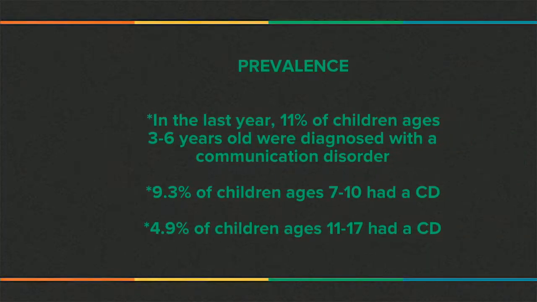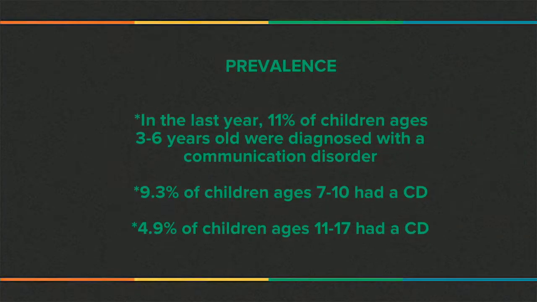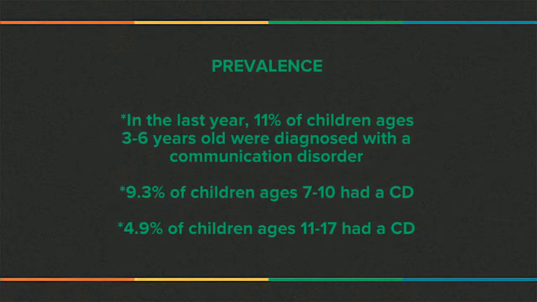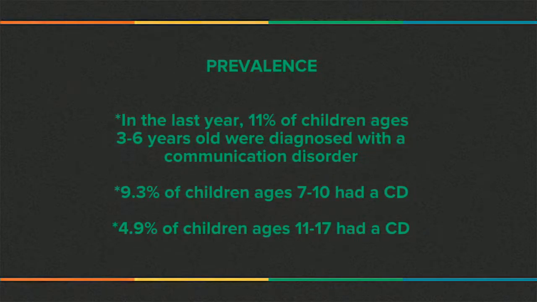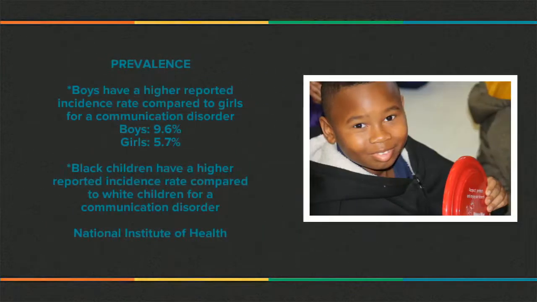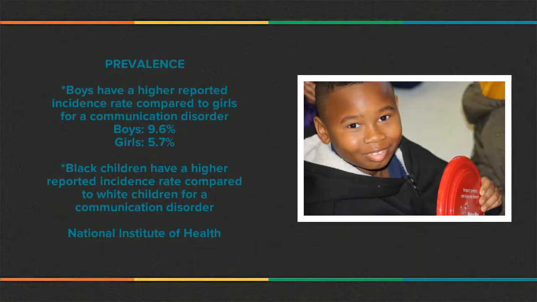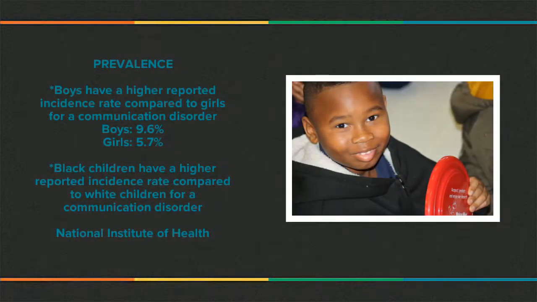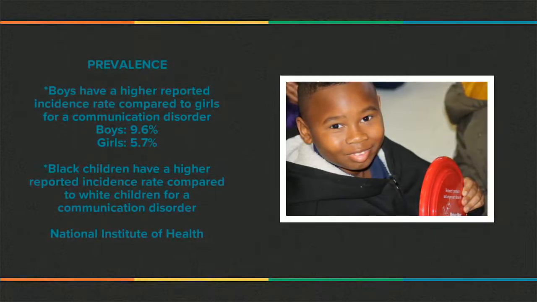As these statistics show, the prevalence of communication disorders is more profound in younger children, especially in the age group 3 to 6 years old, where 11% of children have been diagnosed with a communication disorder of some sort. In addition, boys have an incidence reporting rate of 9.6% compared to girls' reported rate of 5.7%.